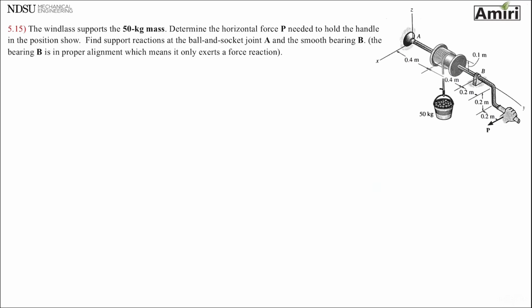Okay. Let's look at another example. The windlass supports 50 kilogram mass. Find the horizontal force P needed to hold the handle in the position shown. Find support reactions at the ball and socket joint A and the smooth bearing B. The bearing B is in proper alignment, which means it only exerts force reaction. All right, well, that's good. Only force reaction. It does not develop any moment. But we got to look at ball and socket.